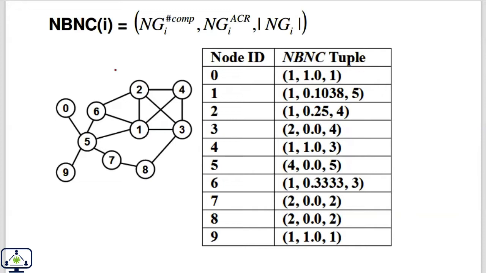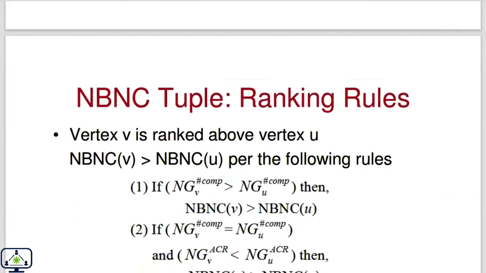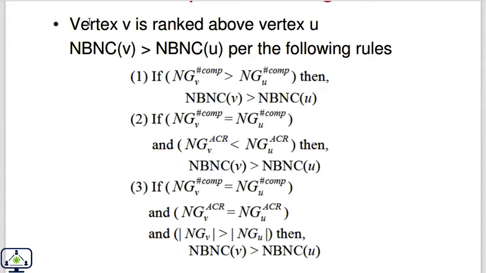So now we need a ranking formula to rank the nodes, to say to what extent they play the role of a bridge node. So these are the rules for ranking. We say a vertex V is ranked above vertex U as a bridge node, and we indicate that NBNC of node V is greater than NBNC of node U. So V is ranked above node U according to these rules. The priority goes to the first entry in this tuple. If a node has more components in its neighborhood graph, that means it's bringing together all its neighbors, and if the node is removed, it disconnects its neighbors. That's like node 5 that we saw in the graph.